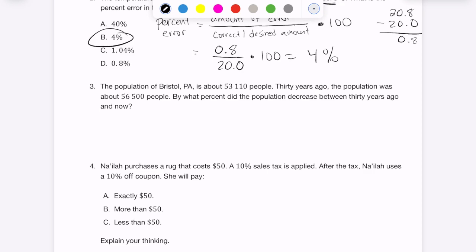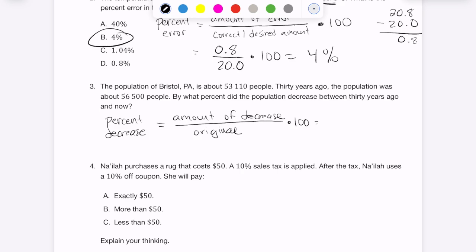The population of Bristol, PA is about 53,110 people. 30 years ago, the population was about 56,500 people. By what percent did the population decrease between 30 years ago and now? So similar to the percent error formula, to find the percent decrease, we're going to find the amount of the decrease, and we're going to divide that by the original amount. And then we'll multiply by 100 to make it a percent.